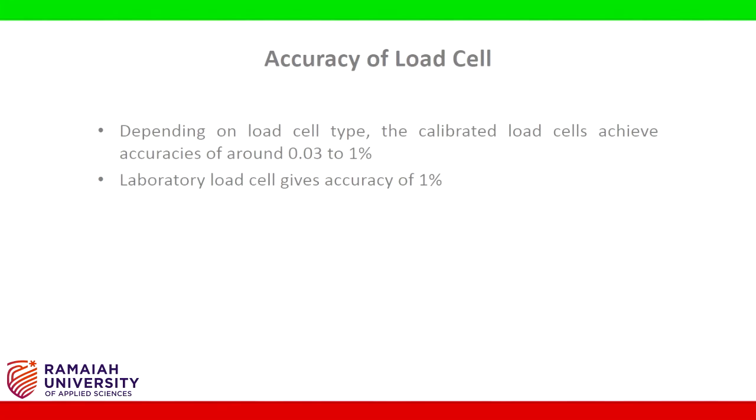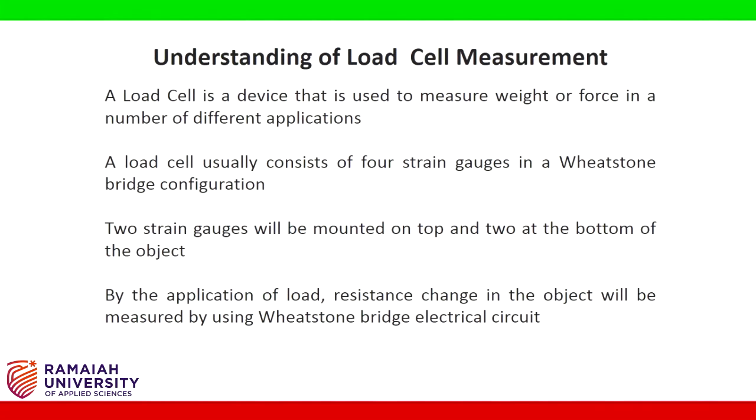Accuracy of the load cell depends on applications and usage. Generally, depending on load cell type, accuracies vary from 0.03 to 1%. Laboratory load cell gives accuracy of 1%. A load cell is a device that is used to measure weight or force in a number of different applications.